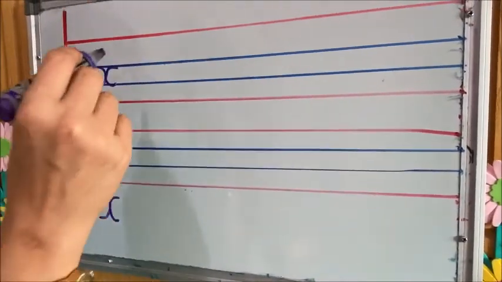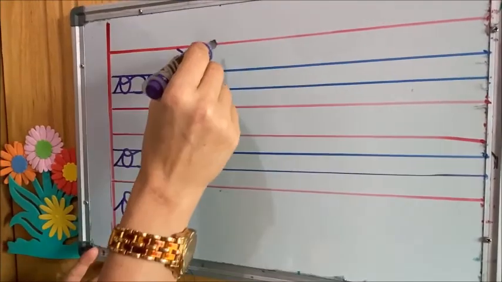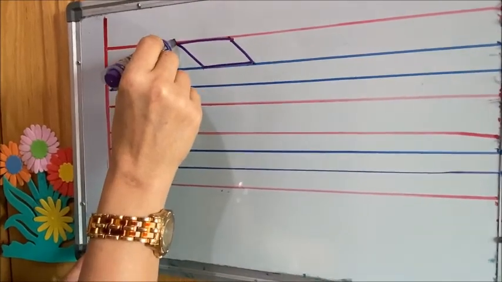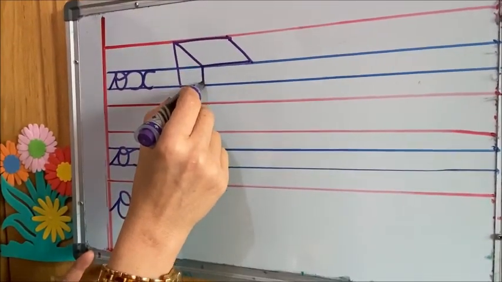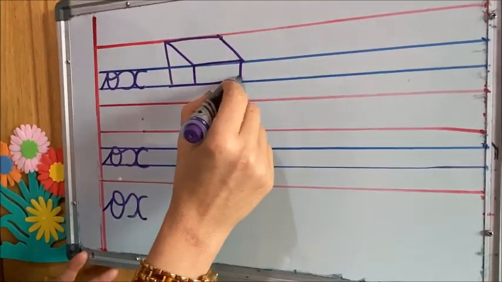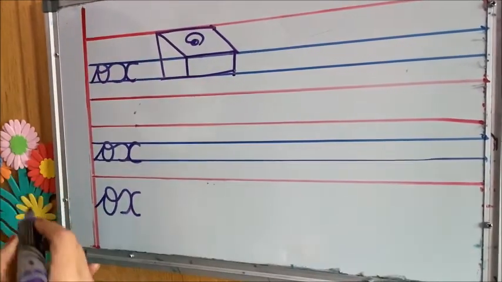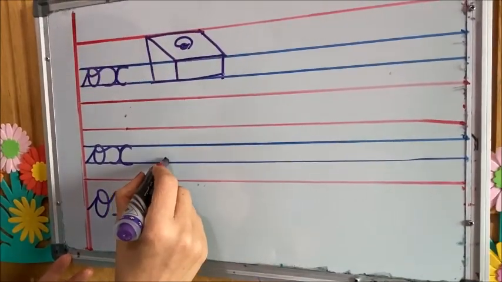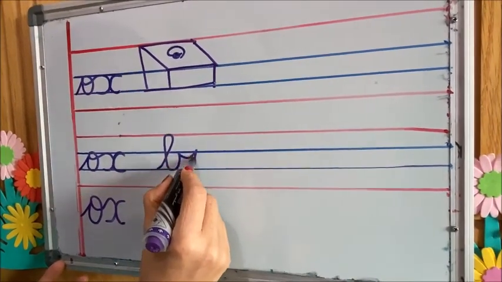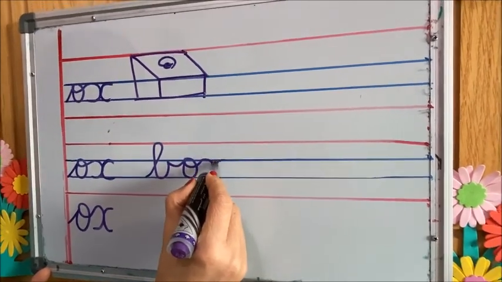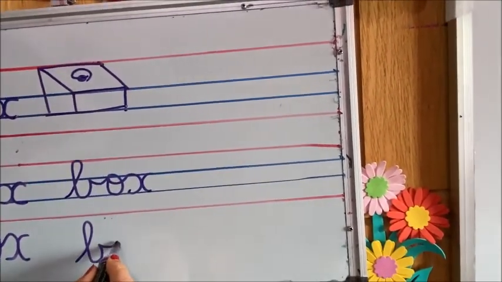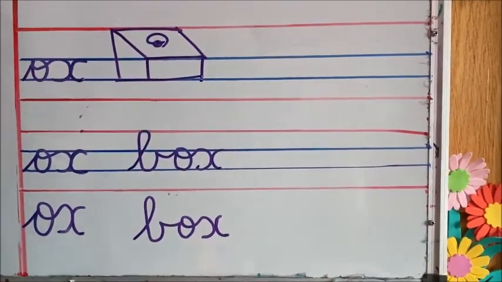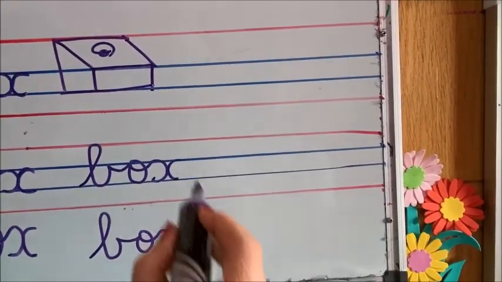Ox. Now to draw a box, first you make like this line and another slanting line, join it. Then you make it down here, from here down, from here down, and join it. And you make a handle to open the box. So this is a knob to open the box. B is the first sound, isn't it? Then you write the family sound. That is ox. B is first sound. Ox is the family sound. So this is box.